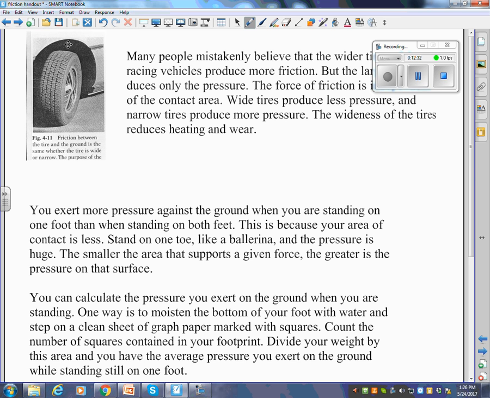Many people mistakenly believe that the wider tires of drag racing vehicles produce more friction and thus more grip. Not true. The larger area reduces only the pressure. The force of friction is independent of the contact area. Wide tires produce less pressure and narrow tires produce more pressure. The wideness of the tires actually reduces the heating and the wear, so they don't wear out as fast.